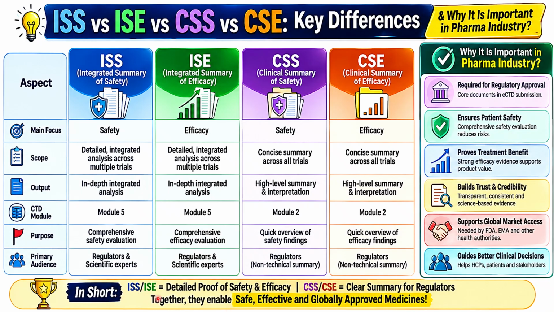And in short, ISS and ISE is a detailed proof of safety and efficacy. It's a combination of multiple clinical trials, whereas CSS and CSE is a clear summary for regulators, just a narrative, right? So together they enable safe, effective and globally approved medicines. So these are very important in the pharma industry, and you should know how these terminologies help in getting good medicines or a good picture of the molecule for the patient, so that it gives a better and healthier environment in the population.